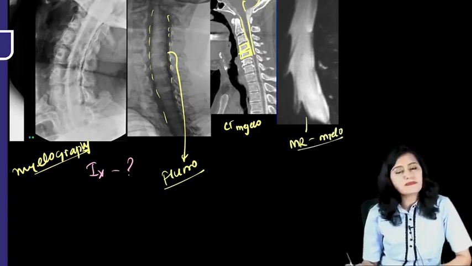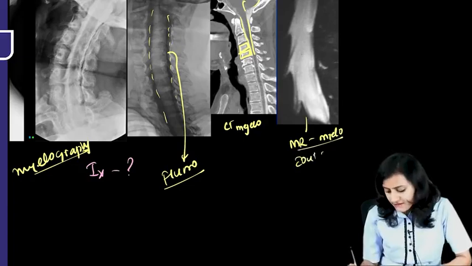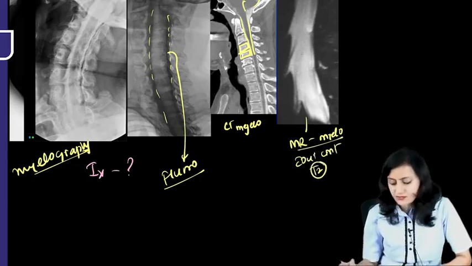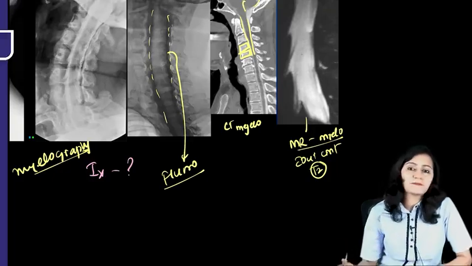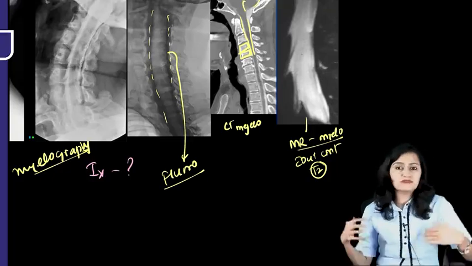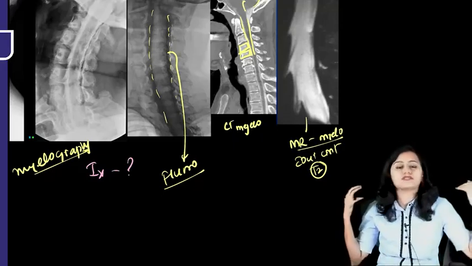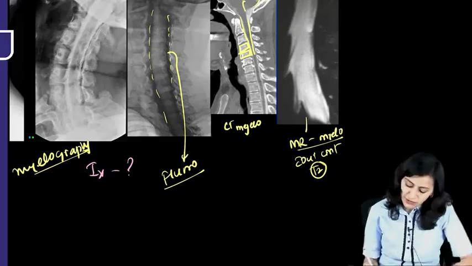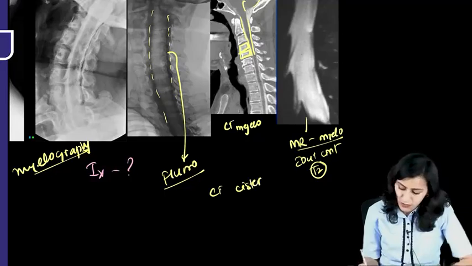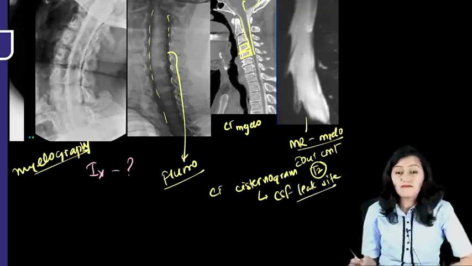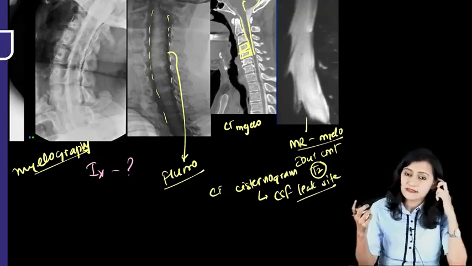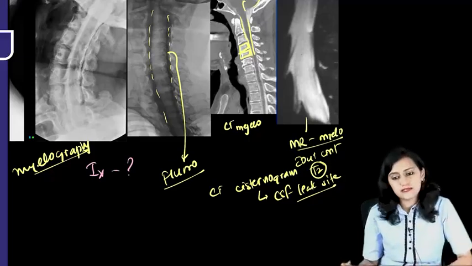The advantage of MR myelogram is we can do it without contrast. The sequence used is T2 weighted MRI because we want the CSF, the water, to appear white. Same procedure like in myelography, we give the head low position. We can use the same procedure for CT cisternography also. CT cisternogram is done to look for CSF leak site, from where the CSF is leaking. So in those cases we can do CT cisternogram.